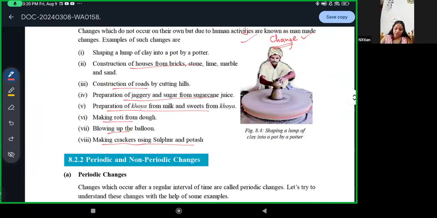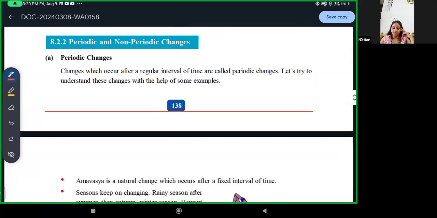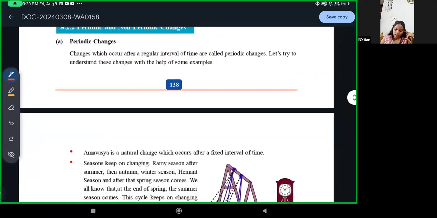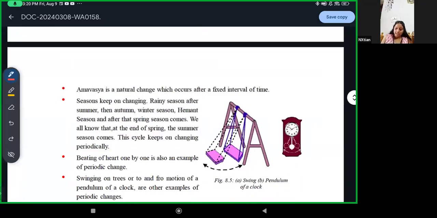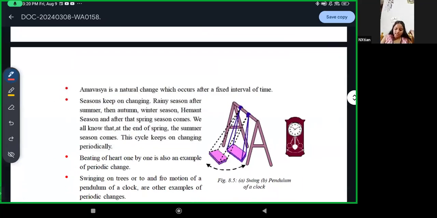So man-made changes. Then we have periodic and non-periodic changes. Changes which occur after a regular interval of time are called periodic changes, meaning they happen after a particular period of time. For example, seasons. Rainy season after summer. First the summer season, then the rainy season, then the autumn season, winter season, spring season. So the change of seasons also happens after a particular period of time.